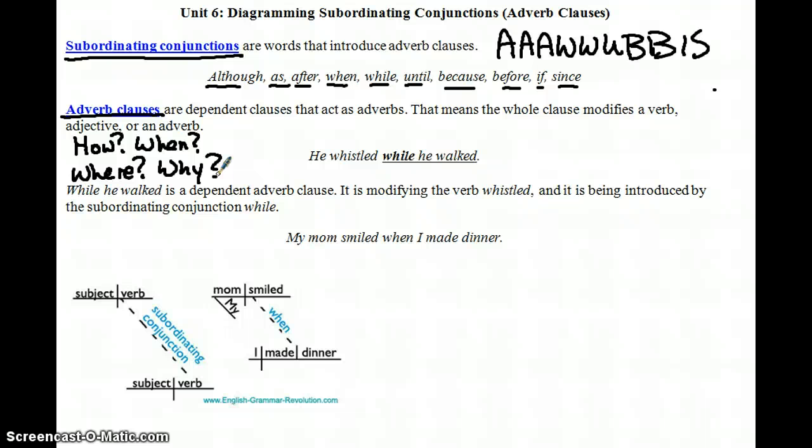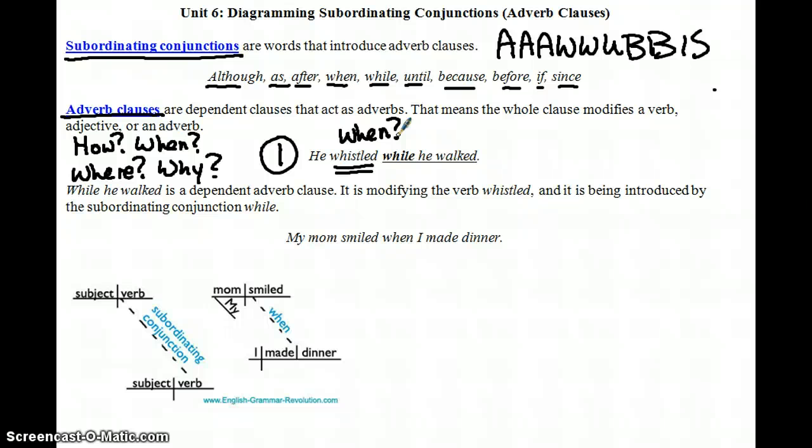Perfect example: he whistled while he walked. While is our AWUBIS word. Notice it's bolded. It's in front of he walked. So now that entire underlined clause is a dependent clause. It's dependent upon the first clause. Now, ask yourself, what question is it answering? It's answering when he whistled. And when, we said, was an adverbial question. So that entire clause is modifying whistled, because it answers that adverbial question.